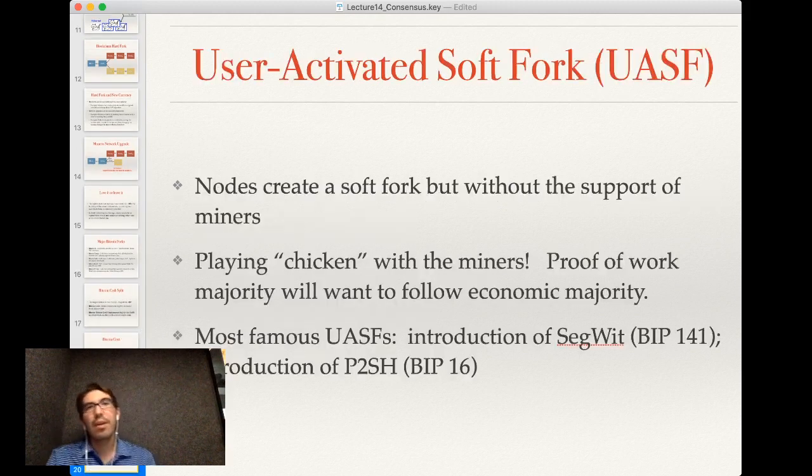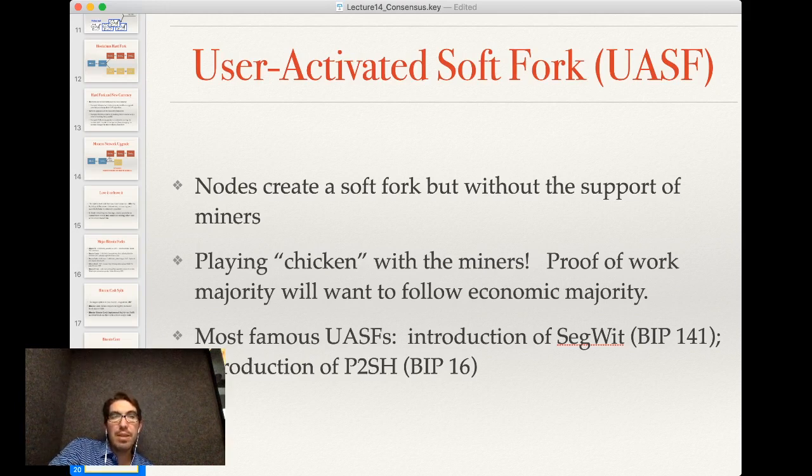I mentioned earlier this user-activated soft fork. So the idea here is that the users, the nodes, not the miners, create a soft fork. So they decide what features they are going to support. So the idea is that if enough users do this, then the miners are going to want to follow the economic majority, the amount of people that are using it, the nodes that are using it. The miners don't want to be mining on some chain that others are going to ignore.